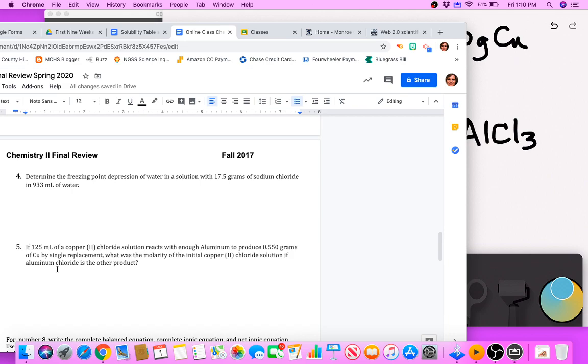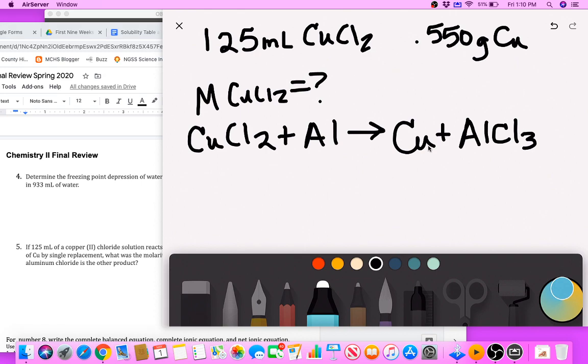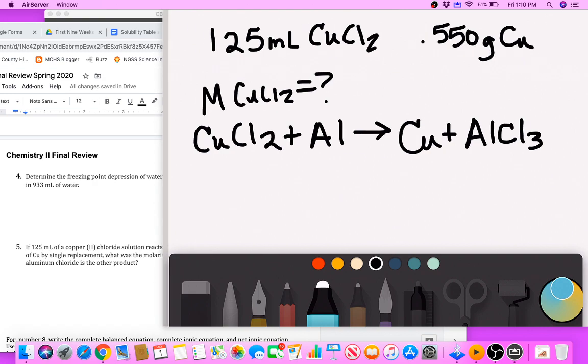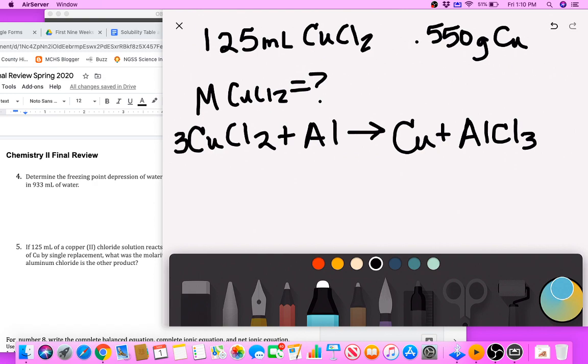Okay, so now I hope you realize we need to balance this equation before we do anything. So again, we have 1 Cu on both sides. We have 1 Al on both sides, but there's 2 chlorides on the left, and there's 3 on the right. So the least common denominator there is 6. So we're going to put a 3 here in front of the CuCl2, and that will give us 6 chlorines. And if we put a 2 in front of the AlCl3, that gives us 6 chlorines.